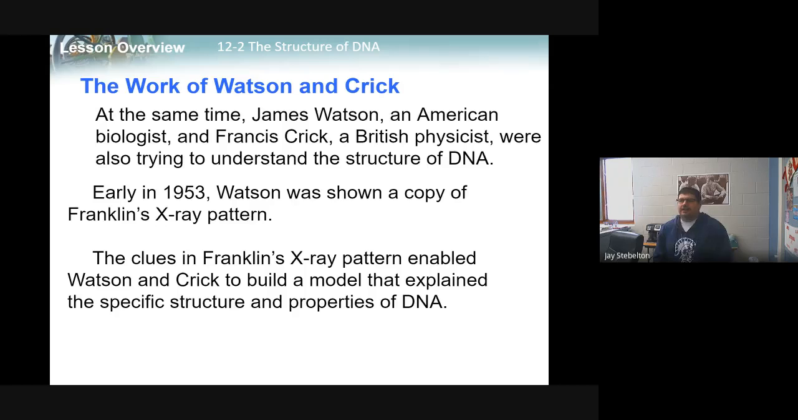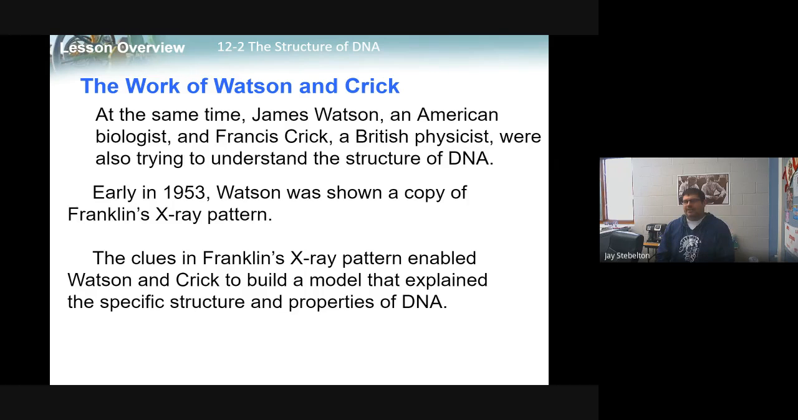Okay, so here are our good friends Watson and Crick. Around the same time that Rosie Franklin was using X-ray diffraction to get the picture, James Watson and Francis Crick were also trying to understand the structure of DNA. The clues in Rosie Franklin's X-ray pattern enabled Watson and Crick to build a model, and that model explained the specific structure and properties of DNA.